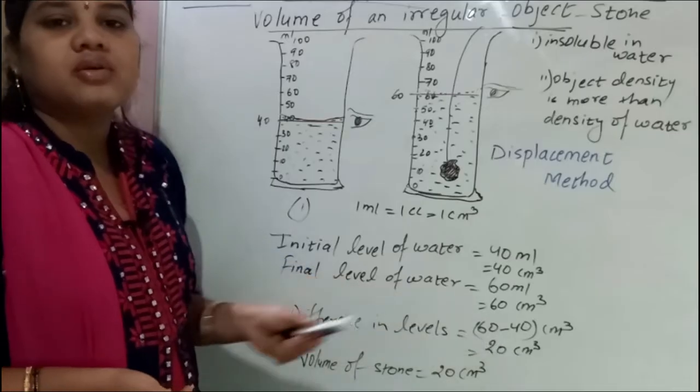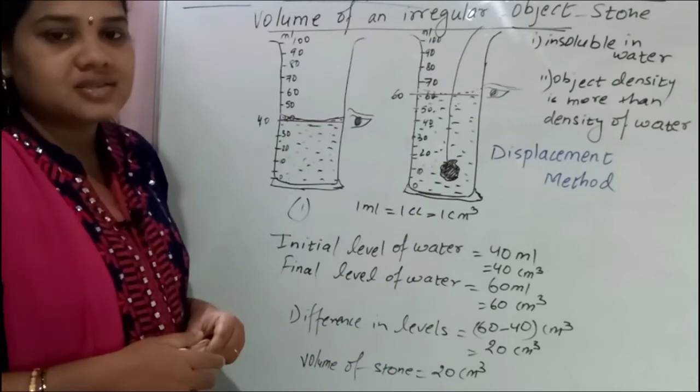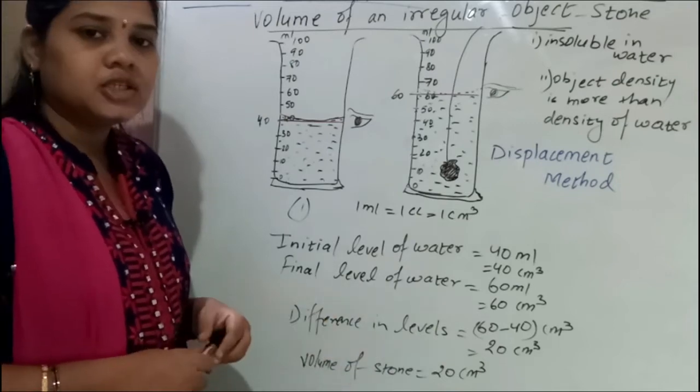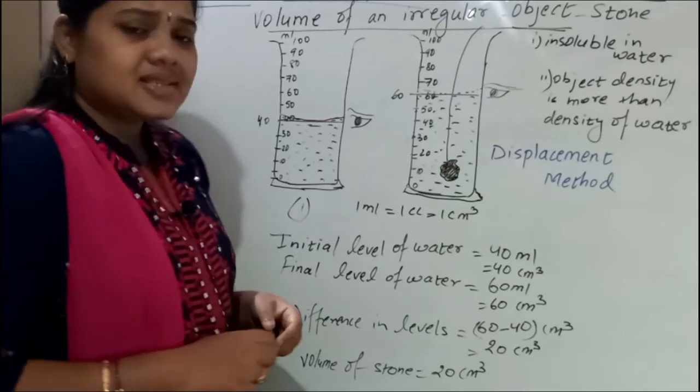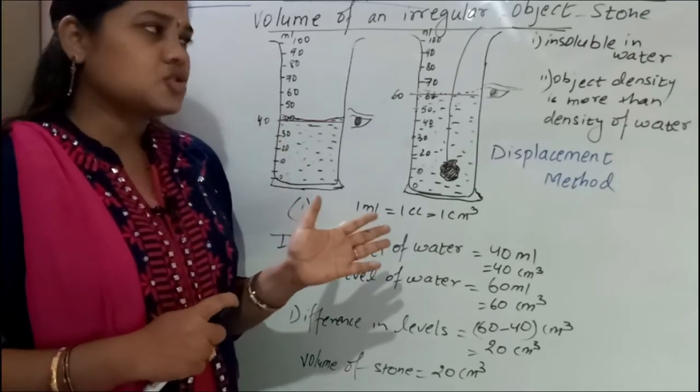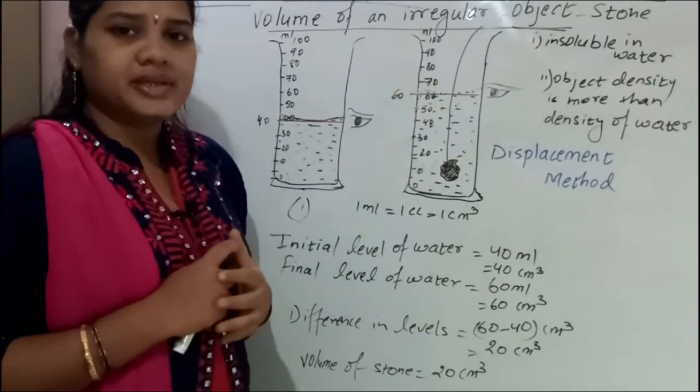When the stone entered into the water, the level of water increased, water displaced. The reason is what? Stone displaced some volume of water. How much? Equal to its own volume. So how much level is increased? 20 ml water, 20 ml increase. That is the volume of the stone, 20 cubic centimeter. Clear? So here, what about the stone? Stone is insoluble in water.